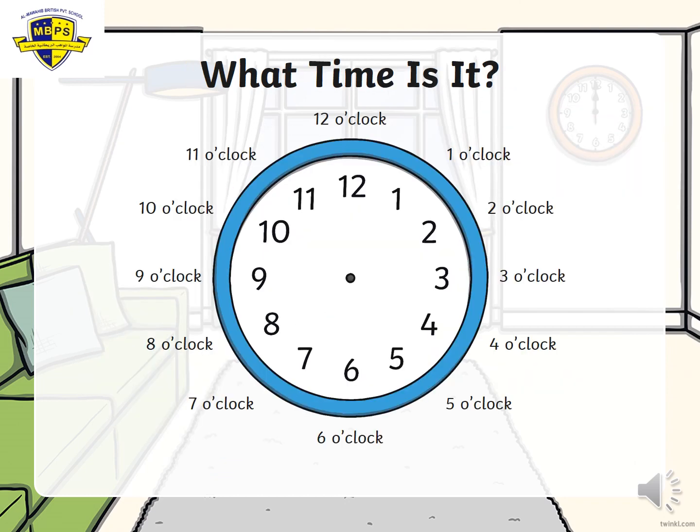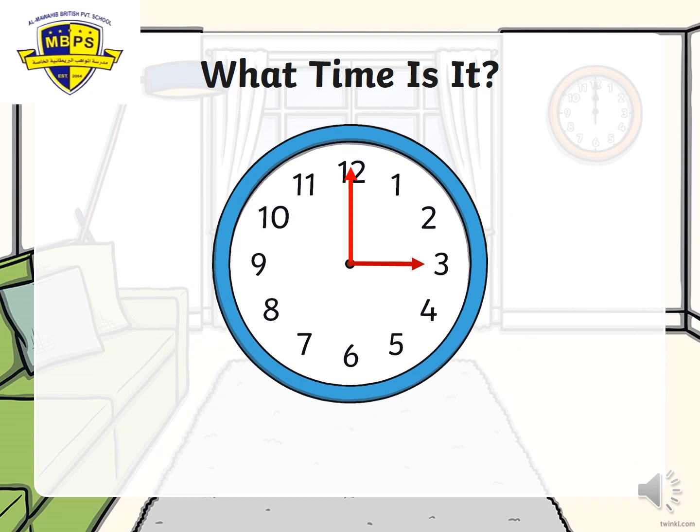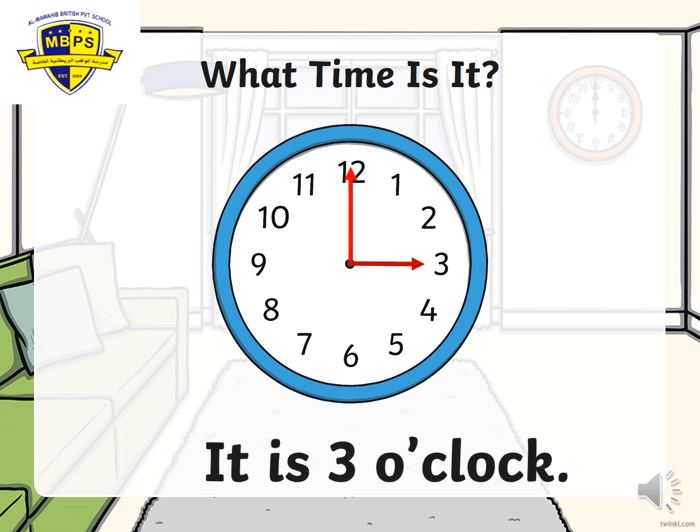Now we are going to have different clocks, and we are going to tell what time it is. All of these times will be regarding the o'clock time, because you will find that the long hand is pointing to number 12. Now let's start with the first one. What time is it? Look at the long hand. Where do you see the long hand? It's on number 12. And where do you see the short hand? It's on number 3. So the time here, it's 3 o'clock.